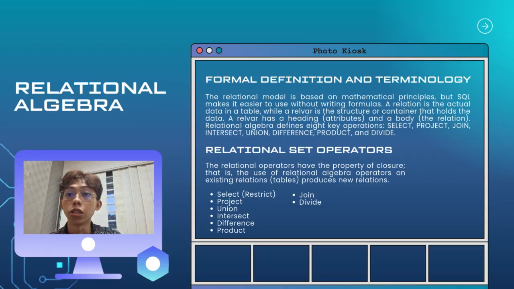A relvar itself has two parts: the heading and the body. The heading contains the names of the attributes, while the body contains the relation, or the actual data. To make this distinction easier in formulas, we usually use lowercase letters for relations and uppercase letters for relvars.